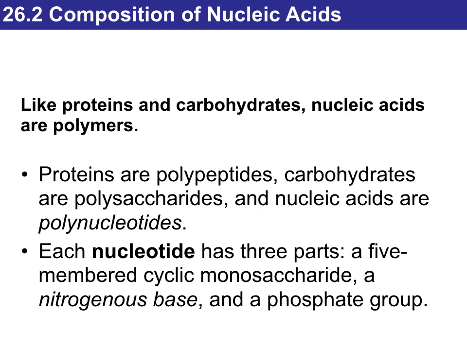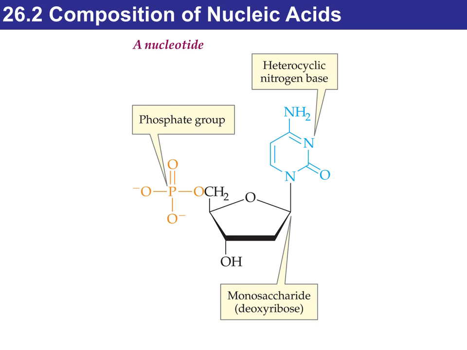Looking here at the composition of nucleic acids, they're the same as carbohydrates or proteins: they are polymers. Nucleic acids are polynucleotides. Each nucleotide has three parts: a 5-membered cyclic monosaccharide, the sugar, a nitrogenous base, and a phosphate group. You see here the structure of a nucleotide that you should be able to recognize: the nitrogen base on top, a monosaccharide here, deoxyribose, and a phosphate group.